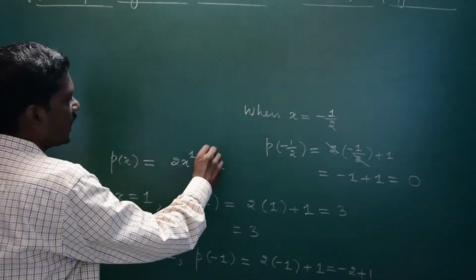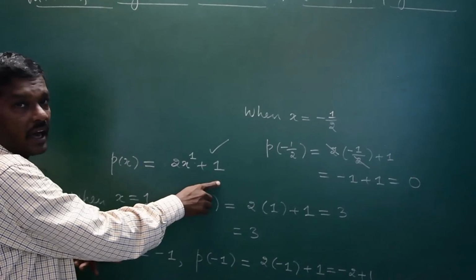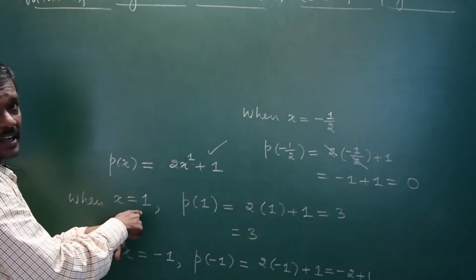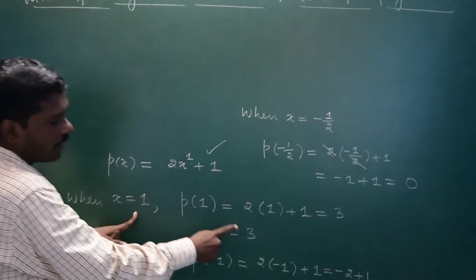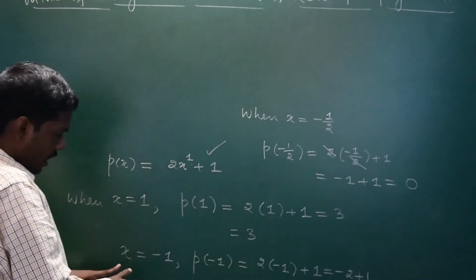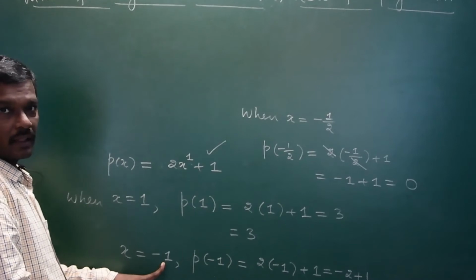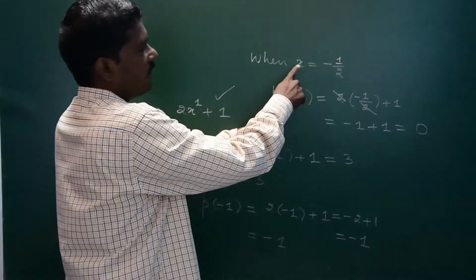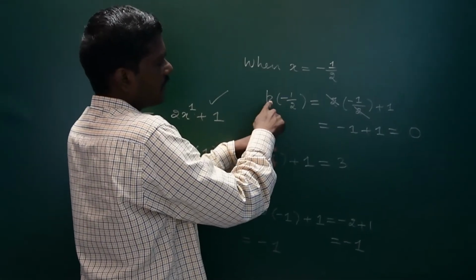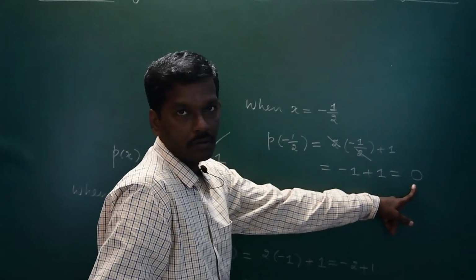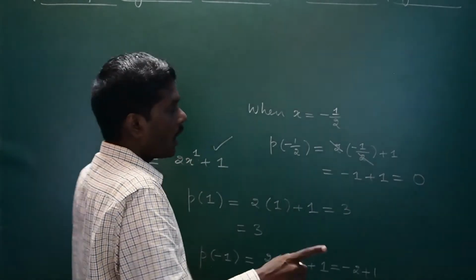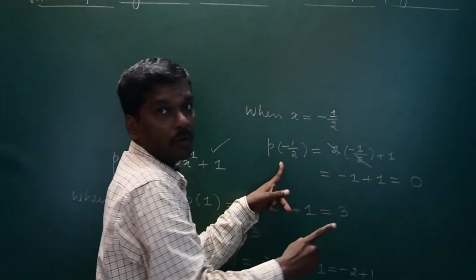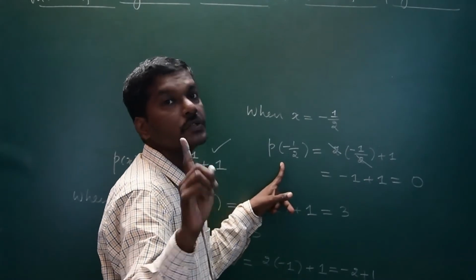So we have a polynomial here, and we found the values at 3 different points. At x is equal to 1, the value of this polynomial is 3. At x is equal to minus 1, the value of this polynomial is minus 1. When x is equal to minus half, the value of the polynomial is 0. So, at which point is the value of the polynomial 0? That point is what is called the zero of that polynomial.